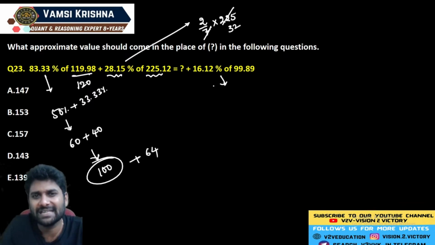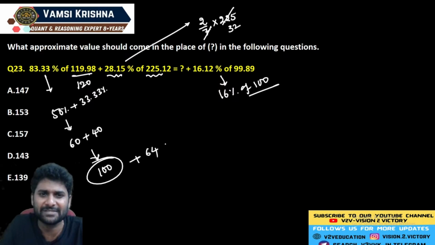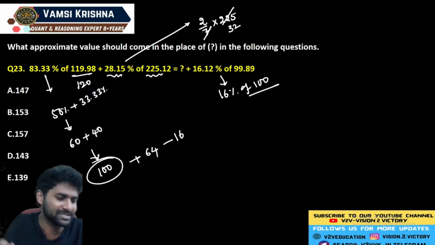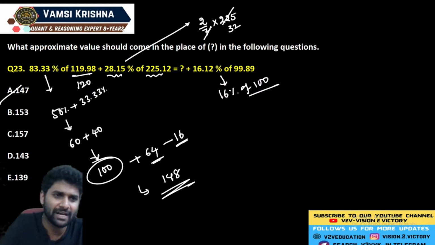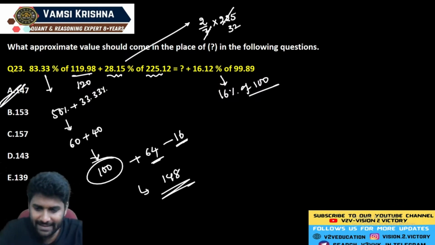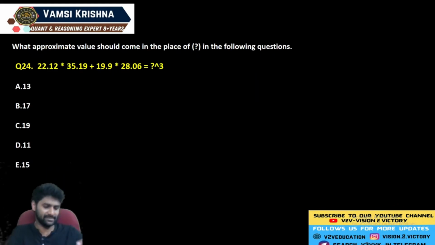Now what about 16? So it's 16 percentage of 100. Take 16, guys. Just subtract 16. If you take the other side, it's a subtraction symbol. Now here, difference of 64 and 16 is exactly equal to 48. So approximate value is 147. So take nearest values. Yes.